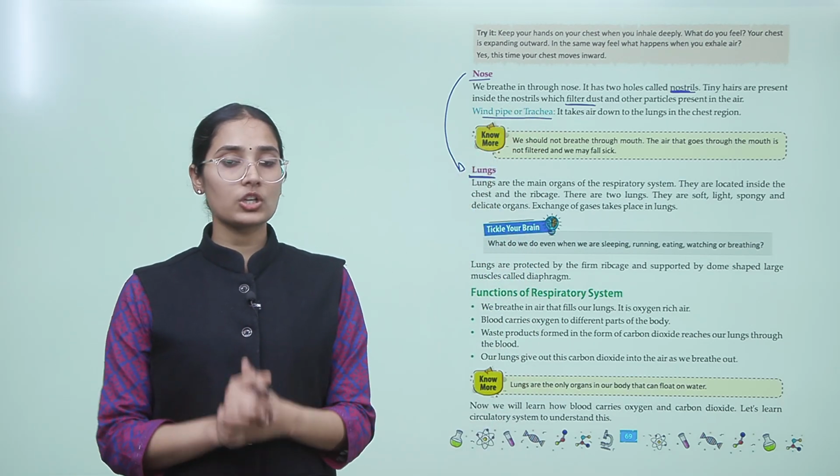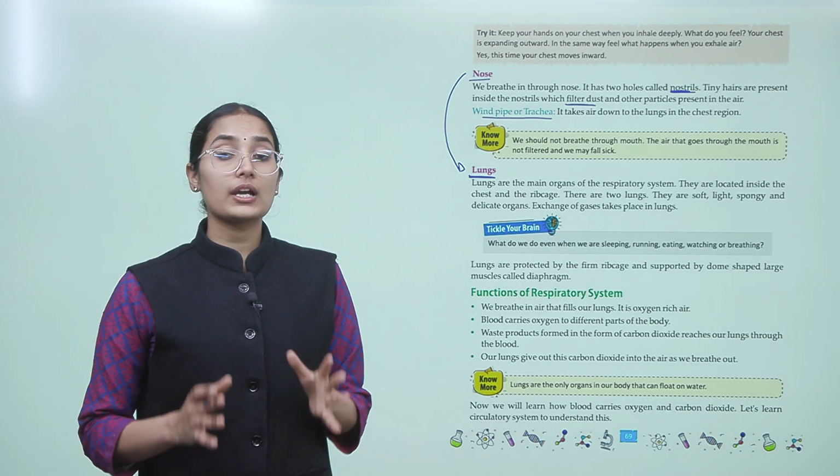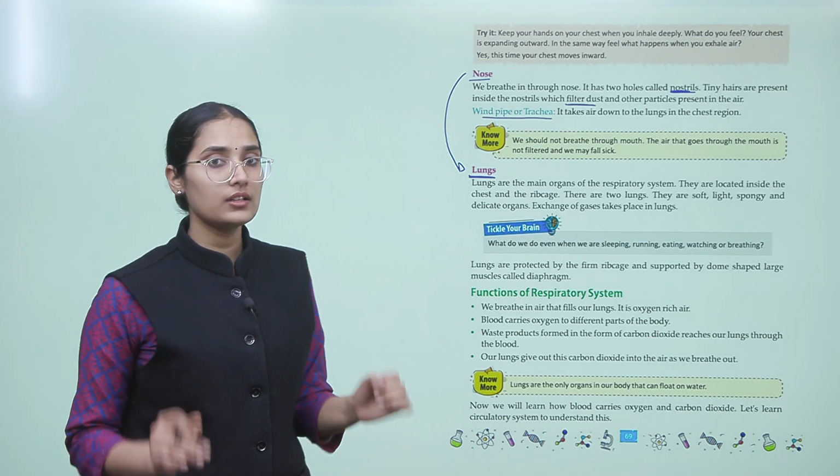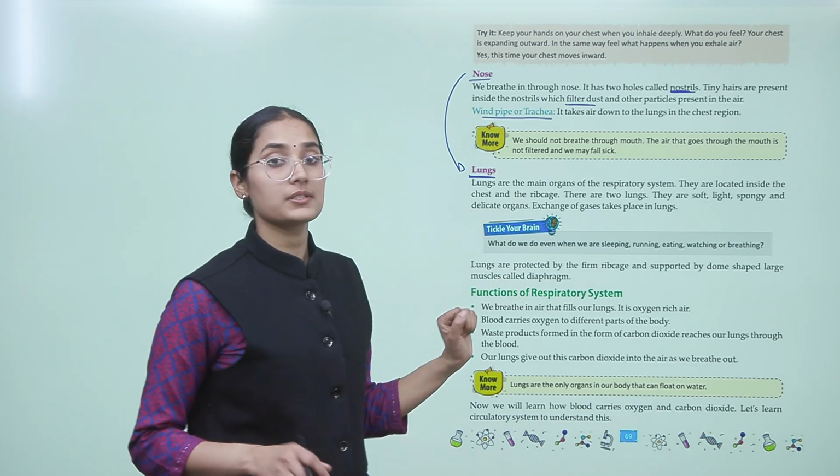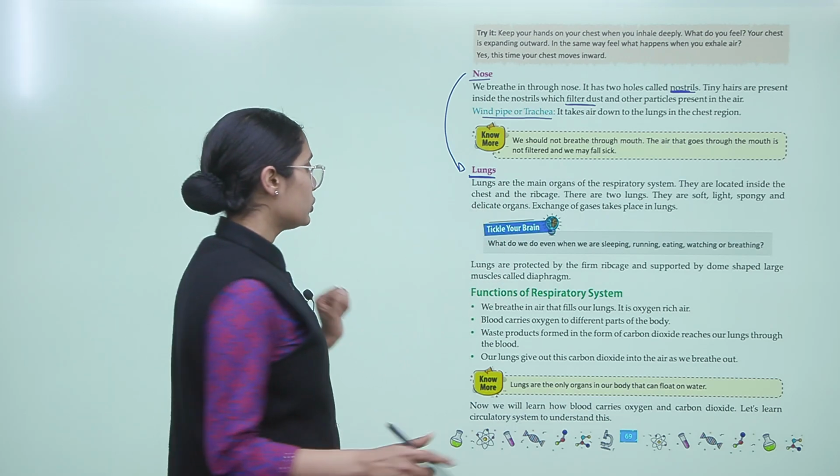Lungs are the main organ of the respiratory system. They are located inside the chest and the rib cage. They are well protected inside the rib cage. We have two lungs.